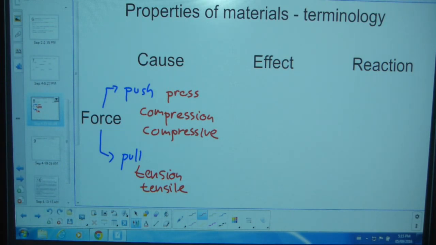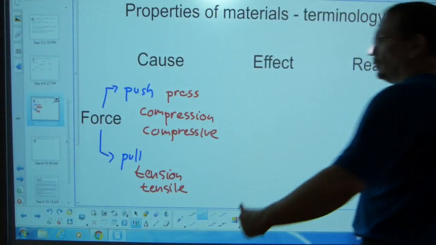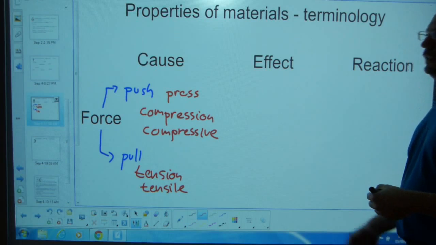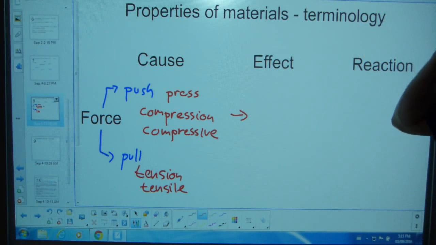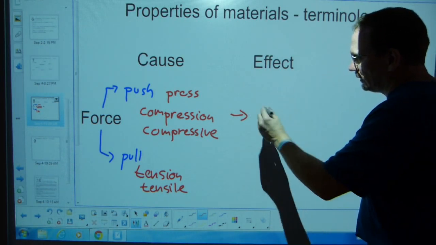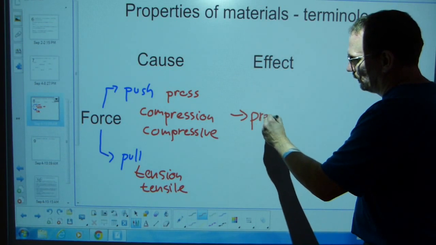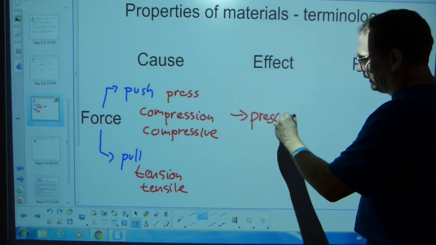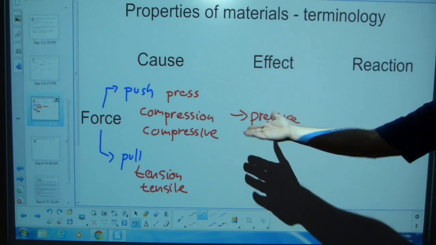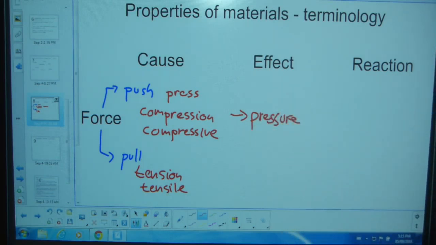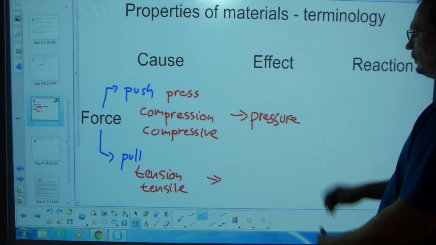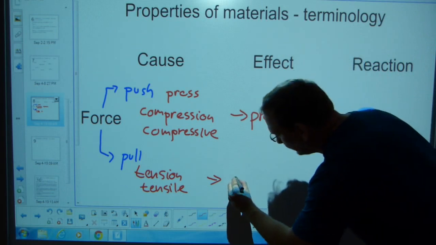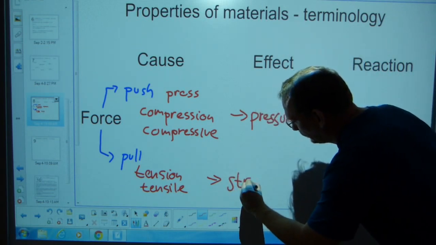How the reaction is generated is through an effect. Let me write this one here. So when a force is being exerted on a material, its effect is that the material is in pressure, or being compressed. That also can be used here. And when a material is in tension, the result, the effect of this, is the material is in stress.